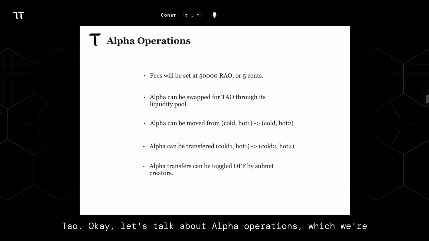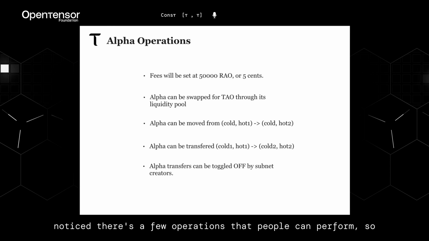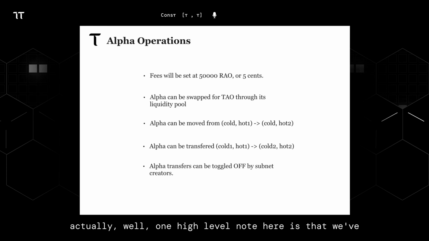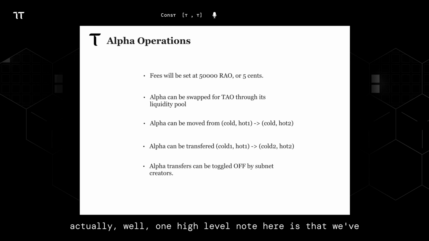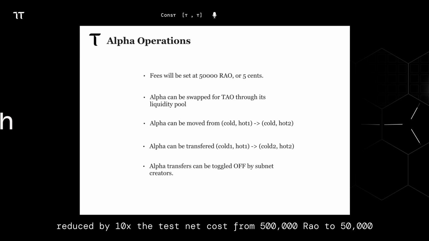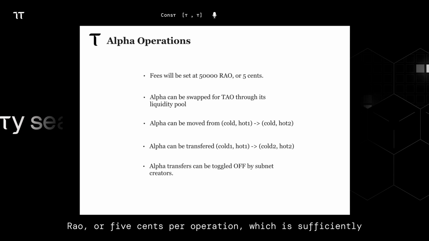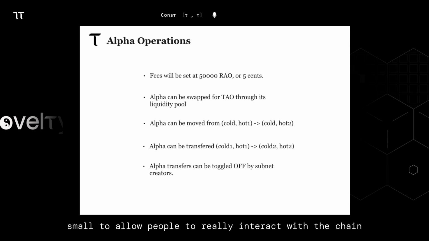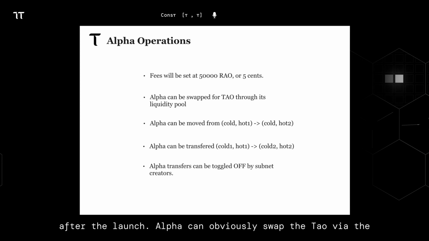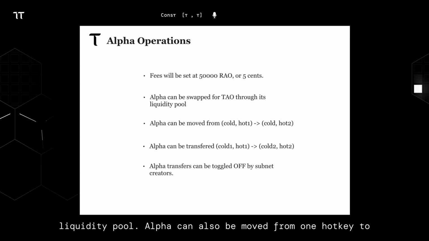Okay, let's talk about alpha operations, which we're just calling subnet tokens alpha now. Many people have noticed there's a few operations that people can perform. So actually, one high level note here is that we've reduced by 10x the testnet cost from 500,000 RAO to 50,000 RAO, or 5 cents per operation, which is sufficiently small to allow people to really interact with the chain after the launch. Alpha can obviously be swapped to tau via the liquidity pool.